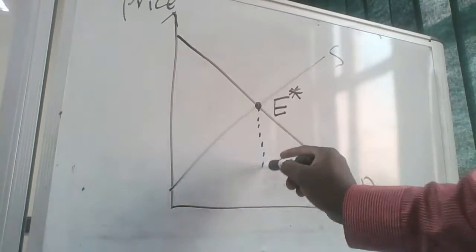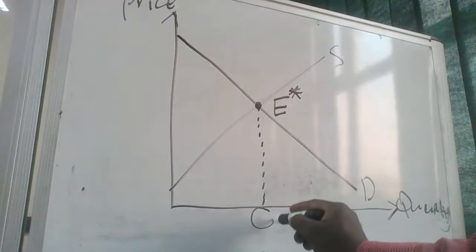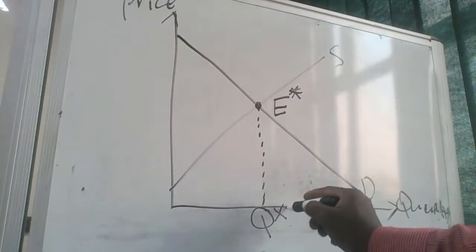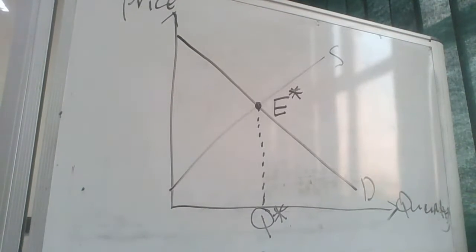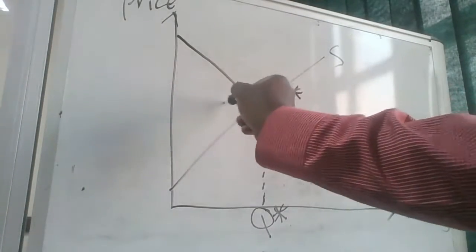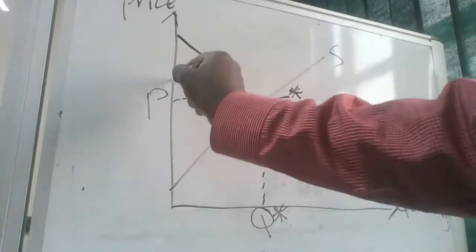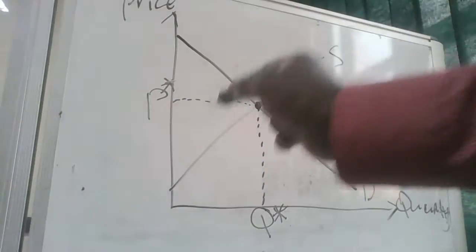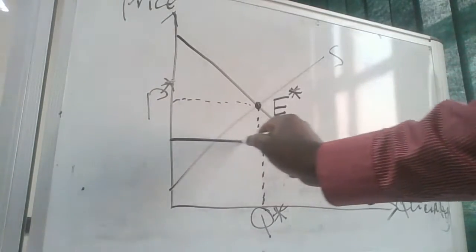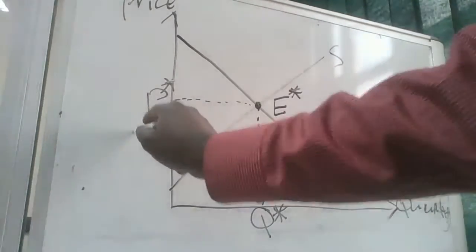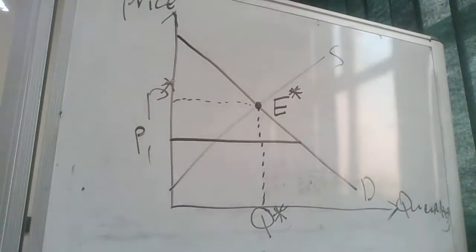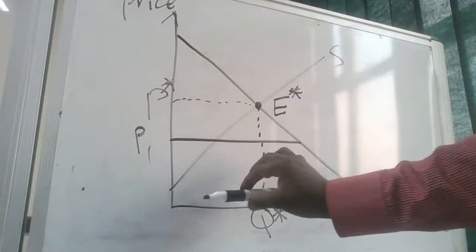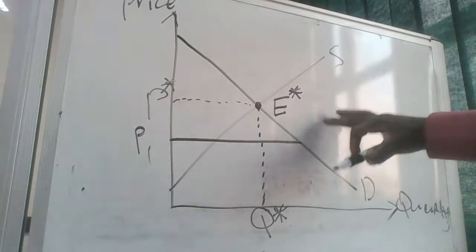Associated with the equilibrium point is quantity. This quantity here is called the equilibrium quantity. And the associated price is called the equilibrium price. So what I was saying is that if price was to go below the equilibrium, let's call this price P1, you'll see that at this price level, the market will not be in equilibrium.